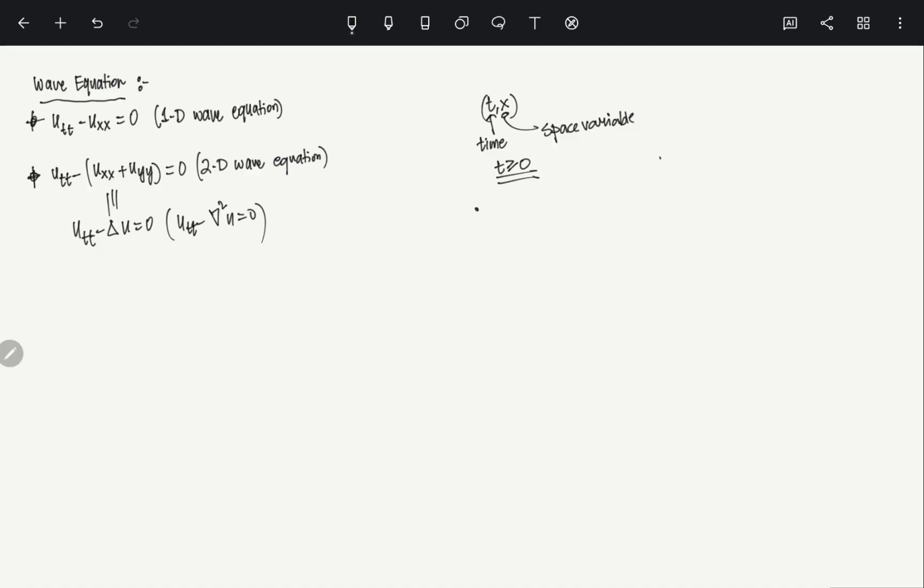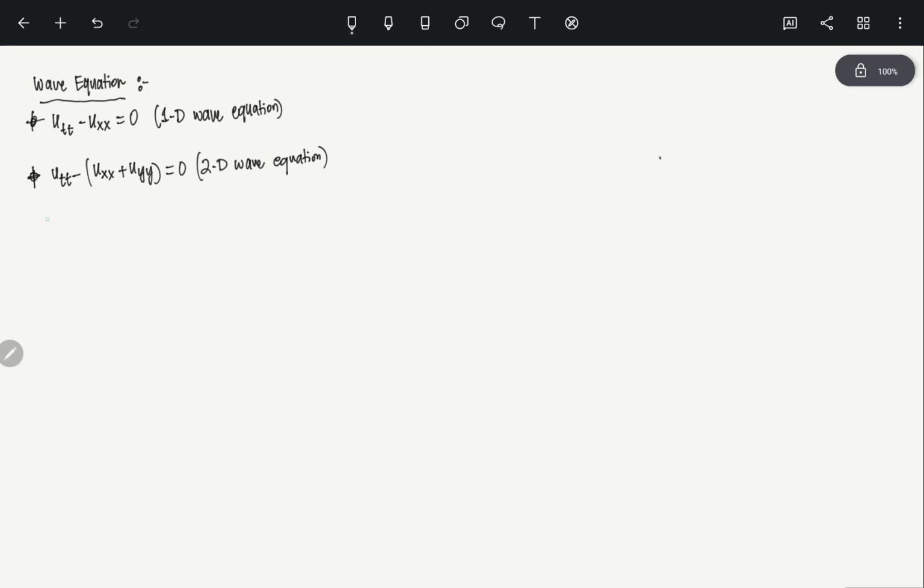Now in higher dimensions also you can use this. In two dimensions the space variable is 2. It can have 3 dimensions, so it will be x, y, z, and in this case the uxx plus uyy plus uzz term will be there. So you can go on doing this, and that's basically your wave equation. I'm not writing the higher dimensional version.